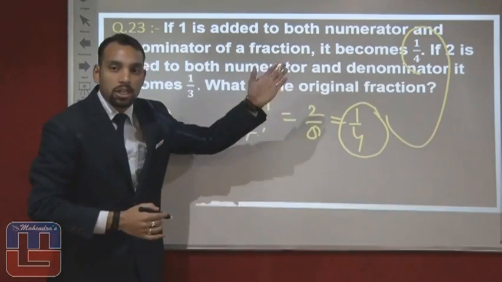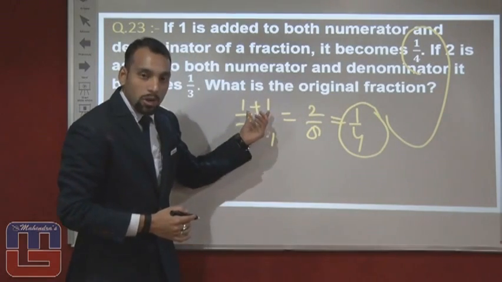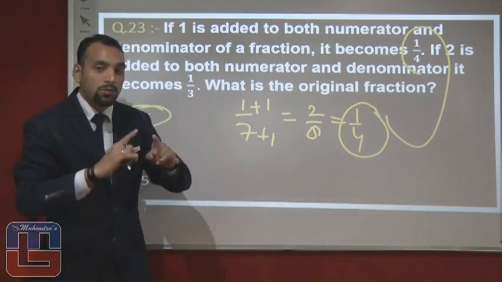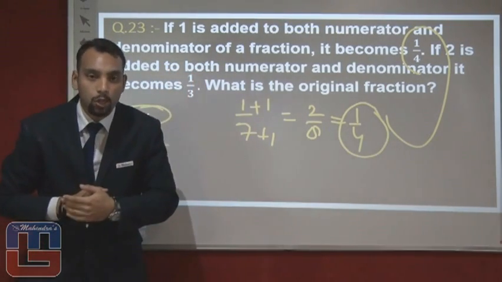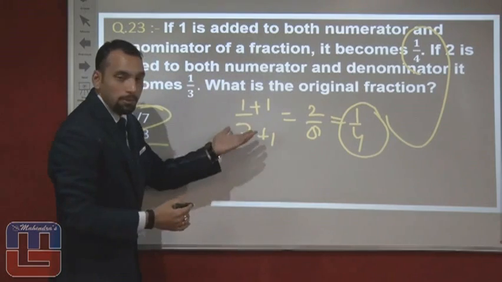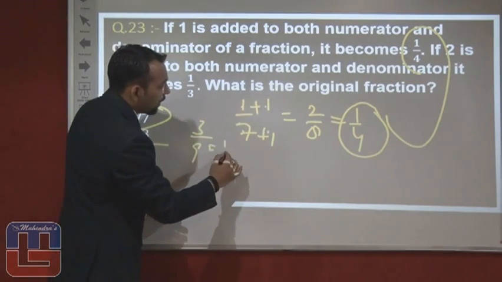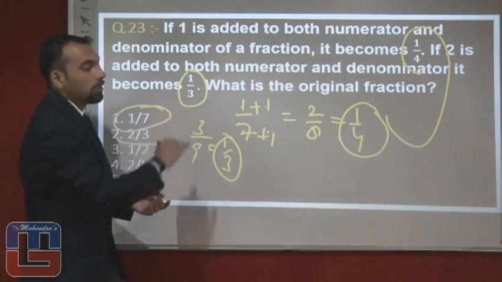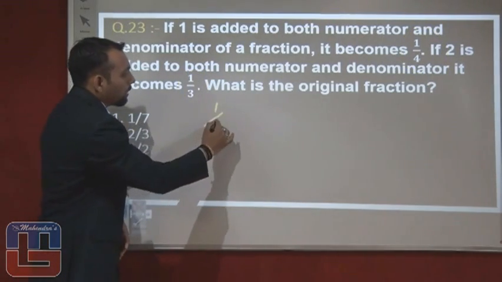Now see, the condition is following, right? This 1 by 7 satisfies the condition, so it will satisfy the second condition as well. If 2 is added to both the numerator and denominator, it will be 3 and 9. Here you will get 1 by 3. Now you can see this is also 1 by 3. So directly we can say that the answer will be 1 by 7.